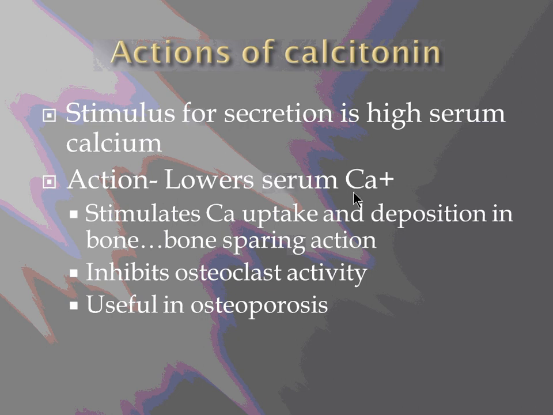How does it reduce serum calcium? It actually stimulates calcium uptake by bone. It takes the calcium from the blood and pushes it into bone. So this is known as a bone sparing action. That means it doesn't cause removal of calcium from bone. In fact, it builds bone. They have a synthetic calcitonin known as miacalcin, which is obtained from salmon. And this miacalcin has been used to treat osteoporosis, where bone becomes extremely brittle and fragile because the bone density is less.